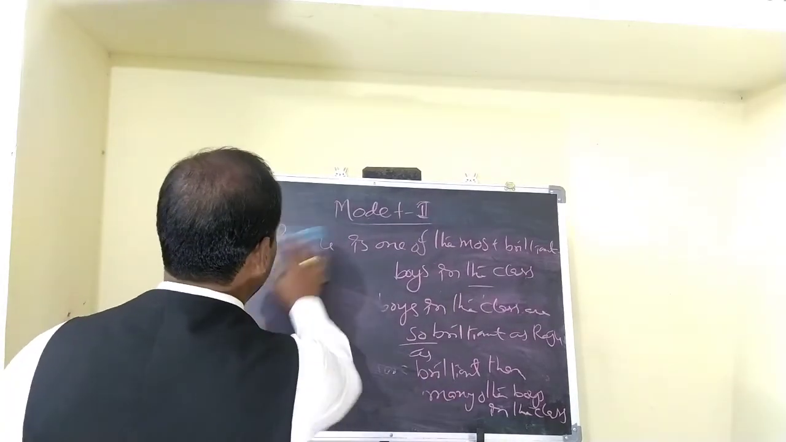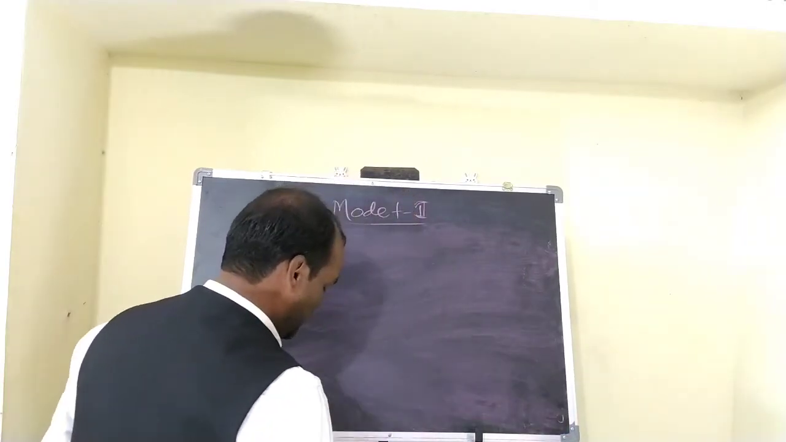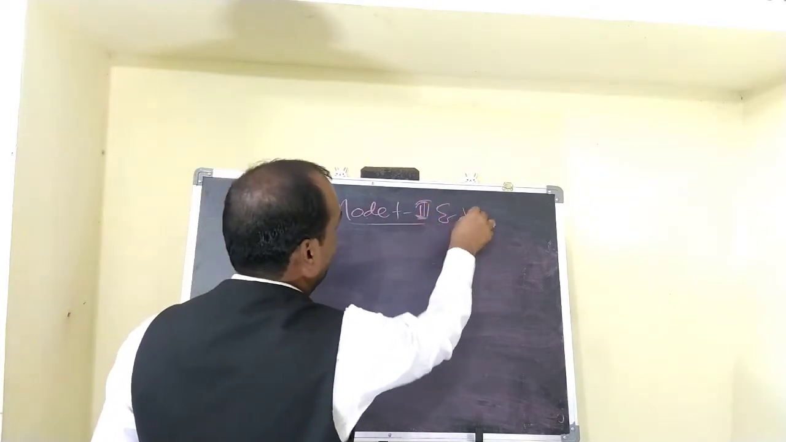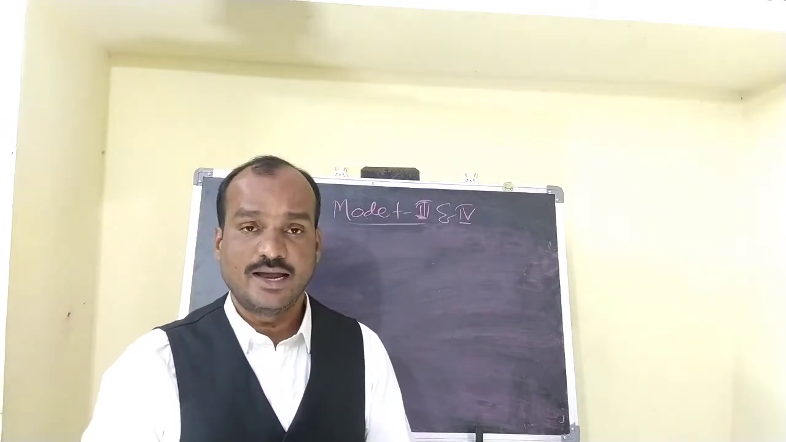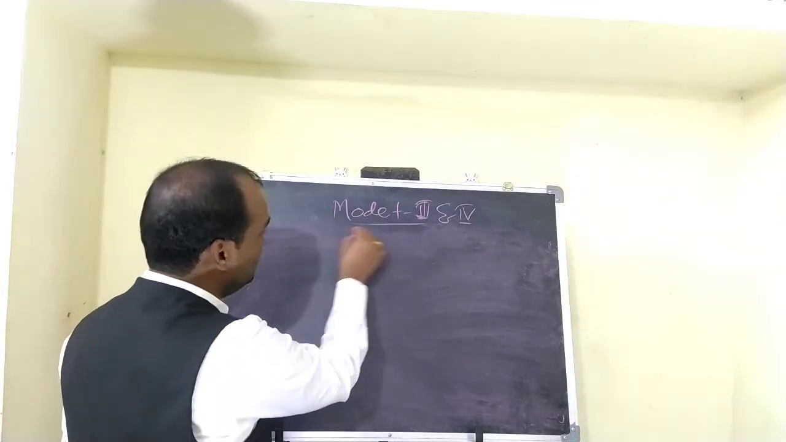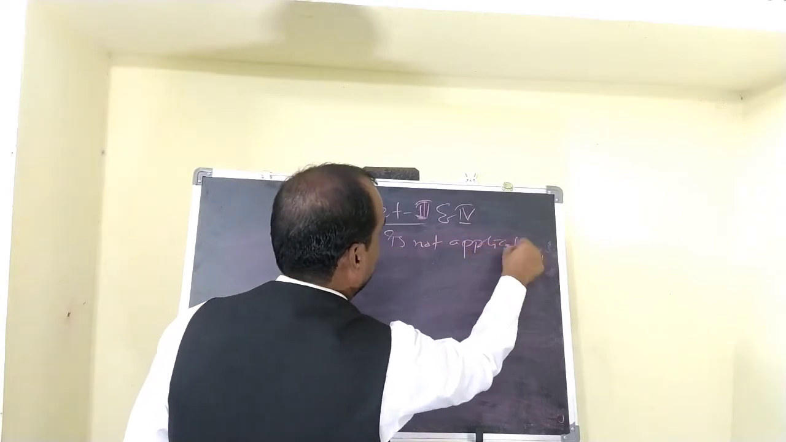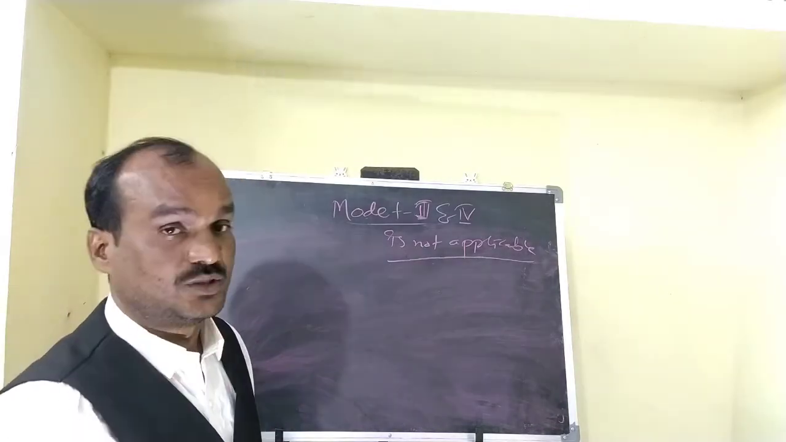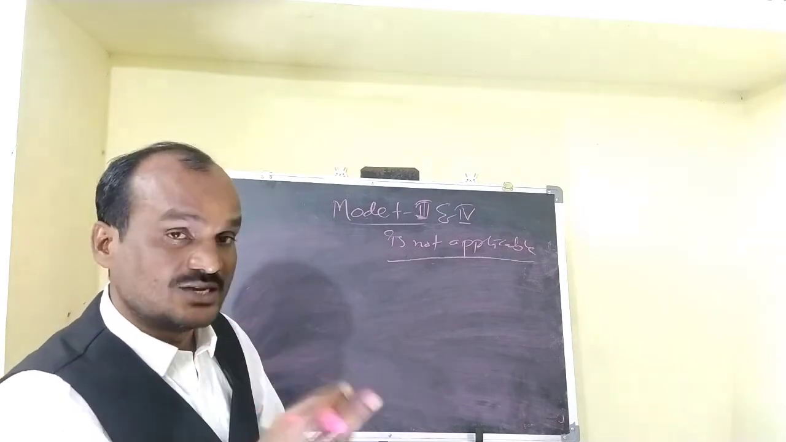So what is model 3? For model 3, the superlative degree is not applicable. Model 3 and 4, the superlative degree is not applicable. Why? The superlative degree requires more than two things or more than two persons. Comparison here is done between two things or two persons.